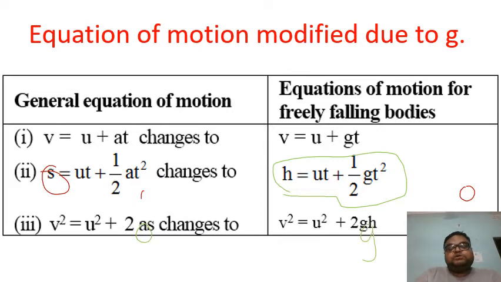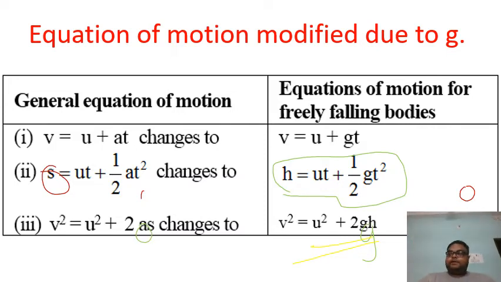So this equation of motion will become v square equals u square plus 2gh. Right, students? Now let's proceed forwards. So this was the equation for the freely falling body.